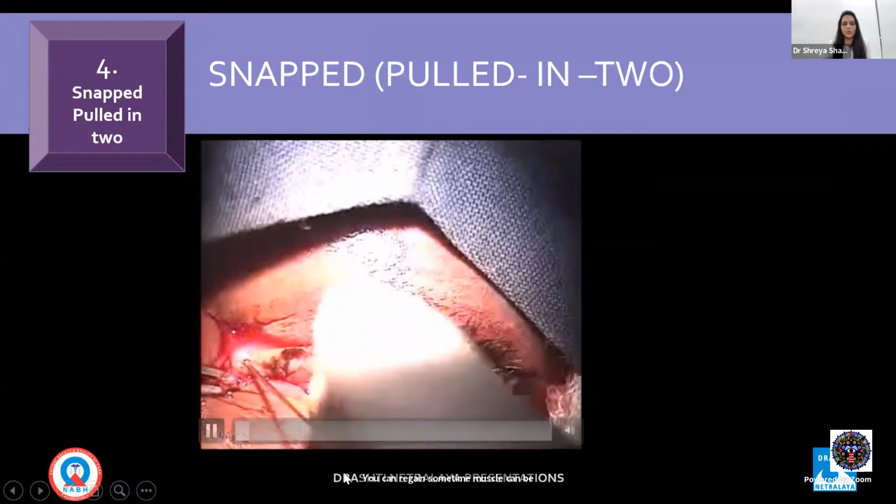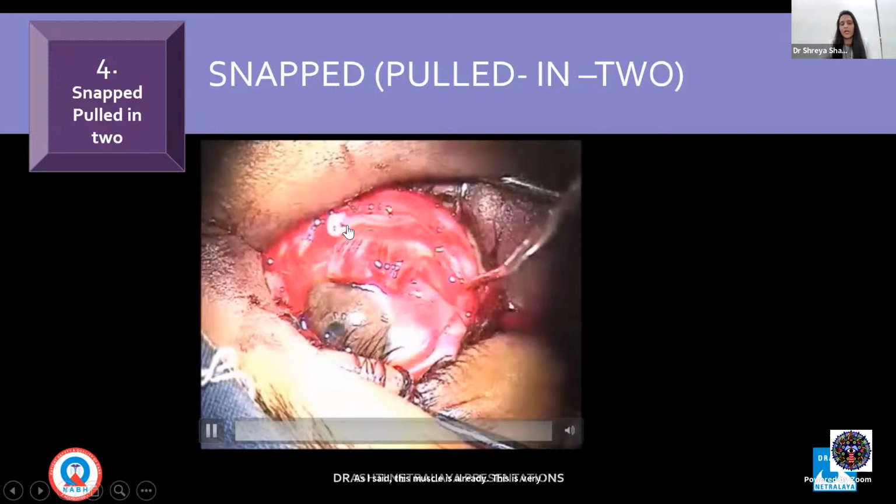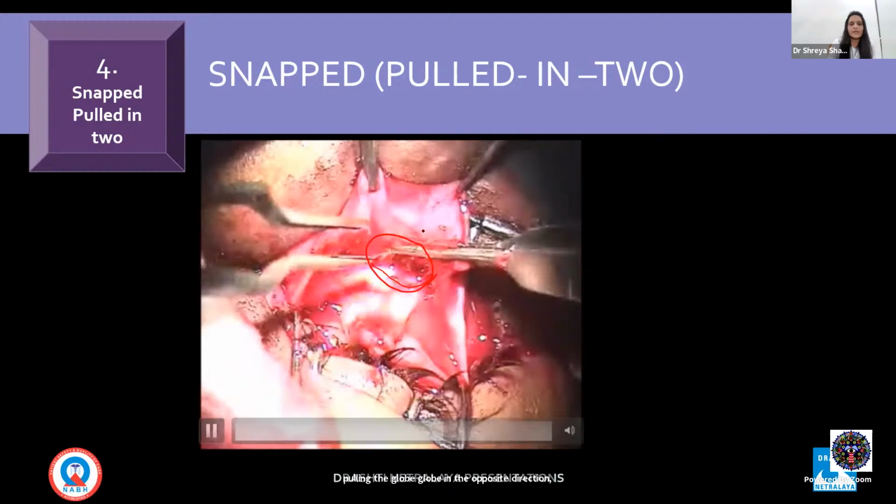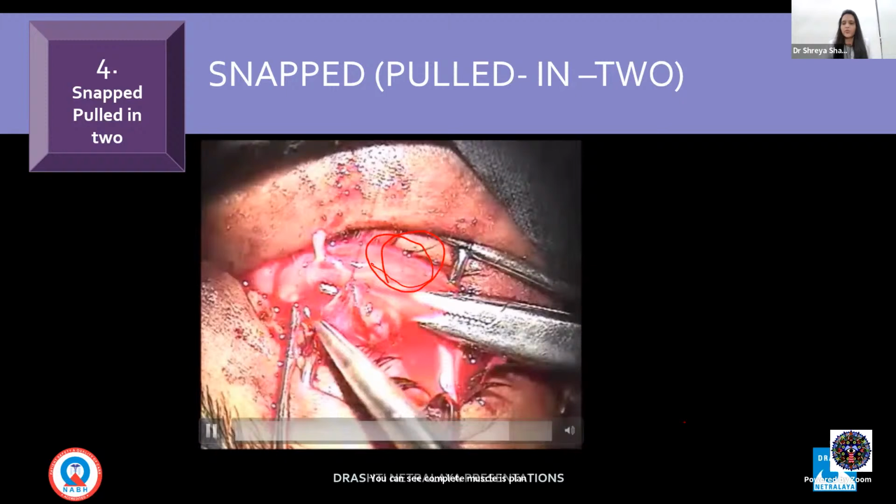As I said, this muscle is very easy to find, because if you hook the two adjacent muscles and try to trace the intermuscular septum without pulling the globe in the opposite direction, you'll be able to see the muscle seat, and the muscle cannot go anywhere other than its muscle seat. Here you can see the complete muscle is found. You can suture it well, and then you can gain the movements also.